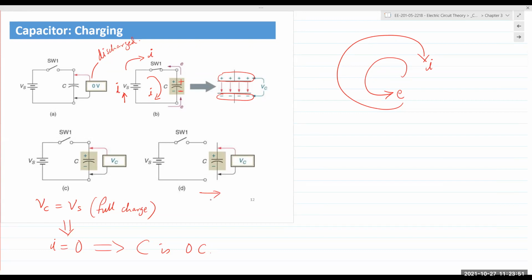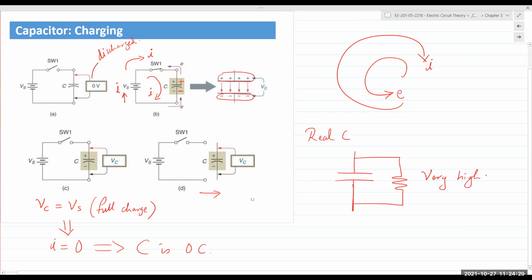Why? Because the insulator is not ideal. All the materials that we use in real life are not ideal. So an insulator that is not ideal is going to allow some electrons to flow through itself. It will be a very, very slow trickle, but it will allow electrons to go through the plates. So a real life capacitor is modeled with a capacitance and a resistor in parallel. The resistor is of very high value, meaning very high resistance.